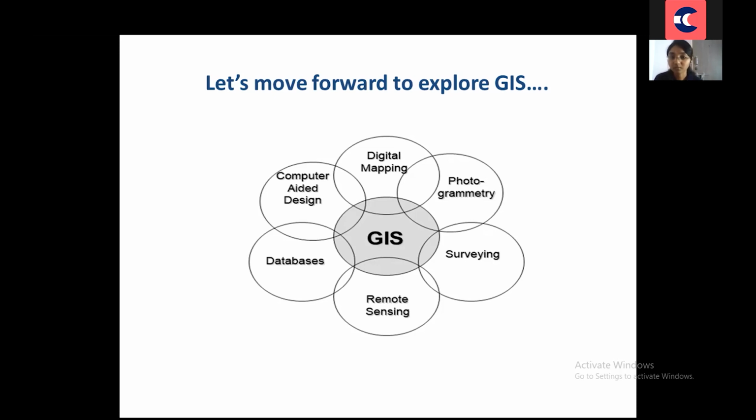So one demo we saw was Google Earth Engine and QGIS. So all these are computer softwares.